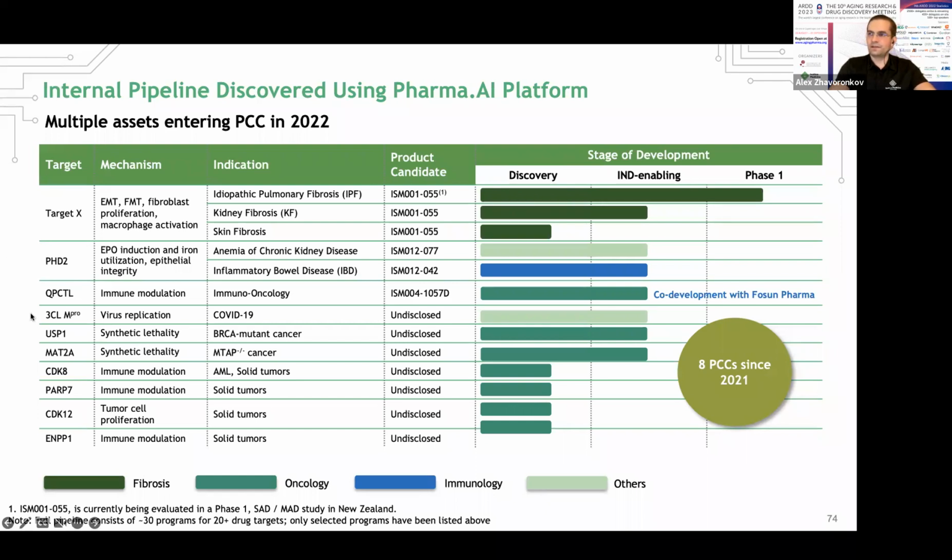We also went after the QPCTL target. It's a target within the CD47 pathway. And some companies actually prioritize it for Alzheimer's, so it should have an age-associated angle. We prioritize it for immuno-oncology and reached the preclinical candidate stage with Fosun Pharma. So now it's co-development, and we got some really interesting upfront payment from them as well. And we own 50% of this program, and hope to start human clinical trials as well.